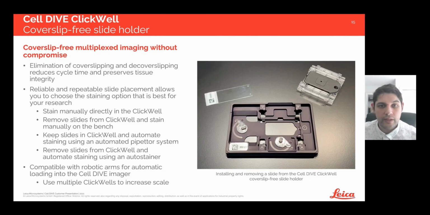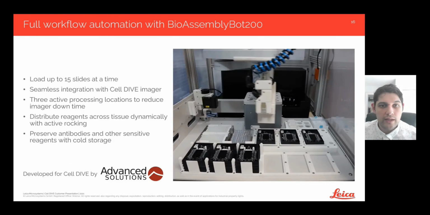And I just wanted to show this solution, which was created by our partners at Advanced Solutions Life Sciences in the US. This is a fully automated slide stainer and slide loading robot known as the BioAssemblyBot, the BAB. It features seamless integration with the Cell DIVE imager. It has 3 active processing locations to reduce imager downtime, and it distributes reagents across the tissue dynamically with active rocking. It also features a cold storage for antibody preservation during the course of a staining round. So you can actually use this device to automate all of the benchtop steps that occur through the course of the Cell DIVE process.